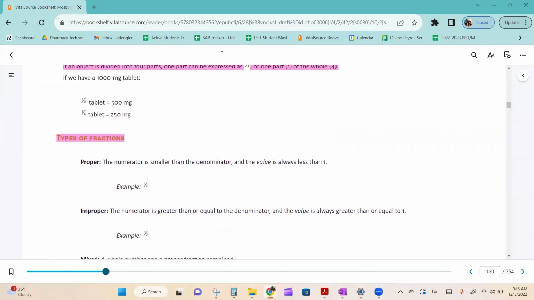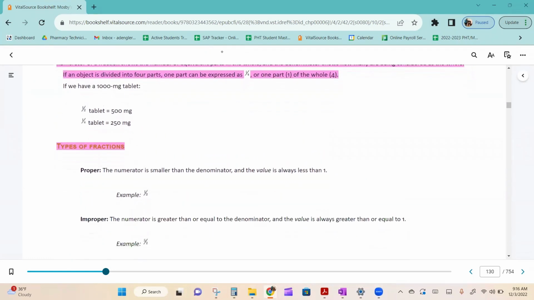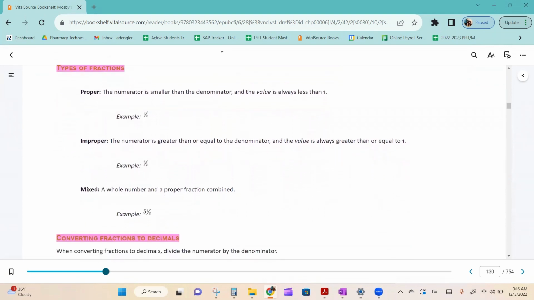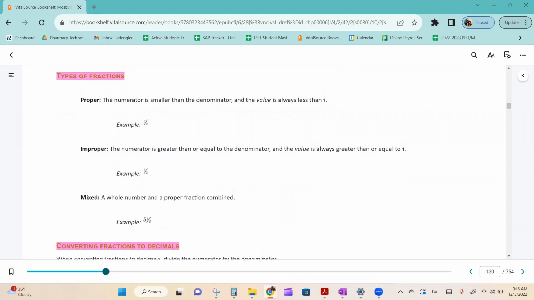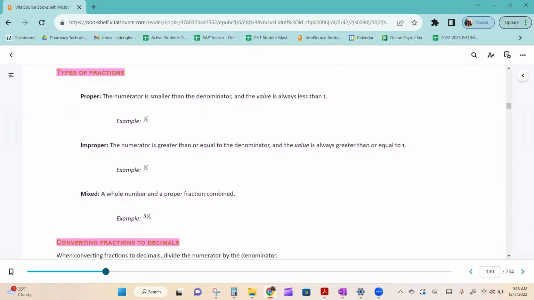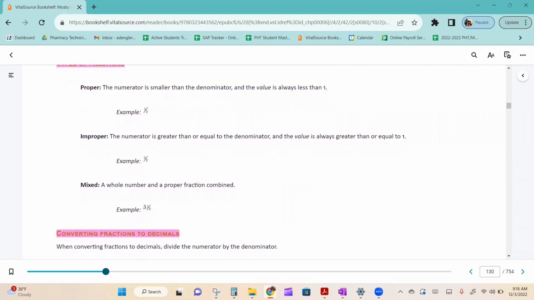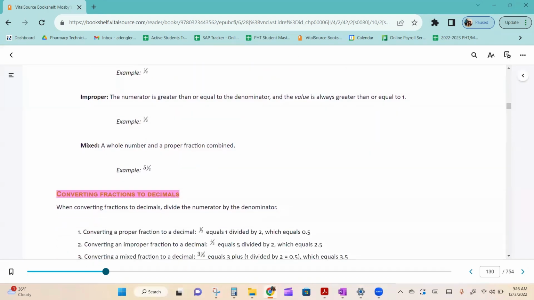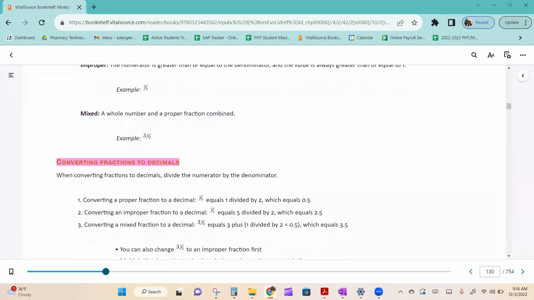Okay, now we're gonna go over some fractions. So just a little reminder. This right here, the first one is a proper fraction. Then we have an improper fraction, in which the numerator is greater than or equal to the denominator. Then we have a mixed number, a whole number and a proper fraction combined.